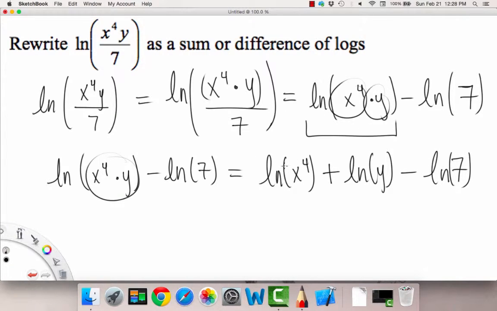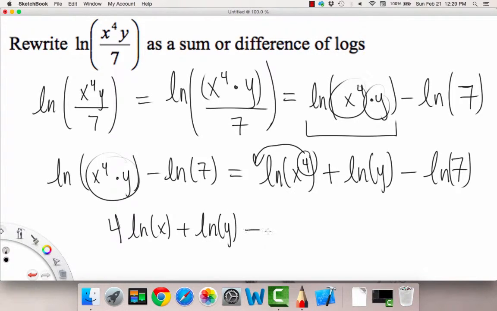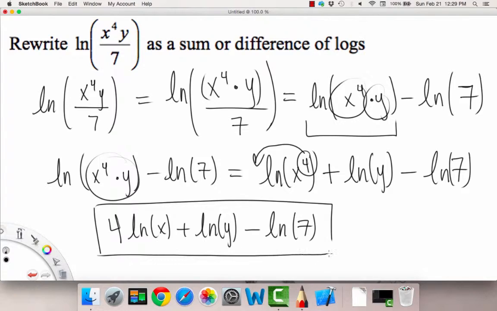And the very last thing, if we want to, we can always take this exponent here and use our normal exponent property of logs and bring that exponent down in front to make it even simpler. So 4 times ln x plus ln of y and then minus ln of 7. Okay? And that's how you break that original term down into logs.